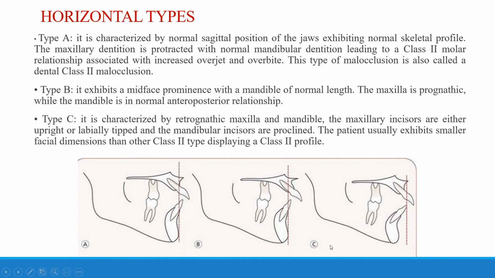Type C is characterized by retrognathic maxilla and mandible, but the maxillary incisors are either upright or labially tipped, and the mandibular incisors are proclined, as you see here. The patient usually exhibits smaller facial dimensions than other class 2 types, displaying a class 2 profile.